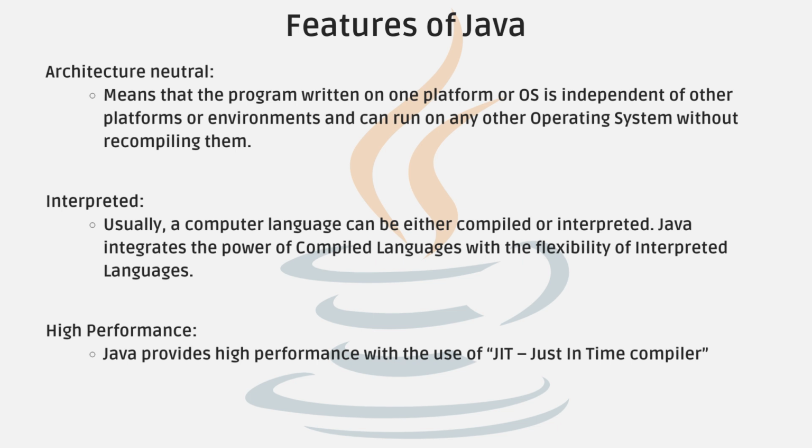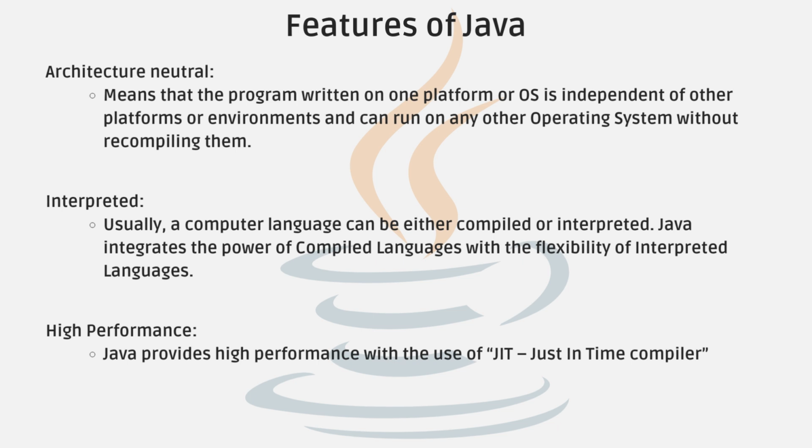Next, it is interpreted. See, a computer language can be either compiled or interpreted. So Java integrates the power of a compiled language with the flexibility of an interpreted language. Okay, so in Java, the Java compiler, that is javac, compiles the Java source code into bytecode. The Java virtual machine, that is JVM, executes this bytecode, and as we know, the bytecode is executable on any other platform. Also it is portable. So it's one of the best features of Java, that is it is interpreted.